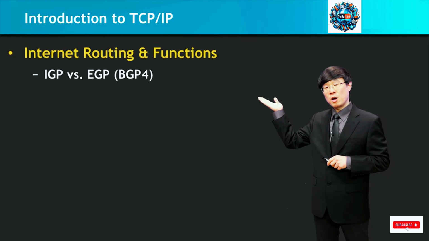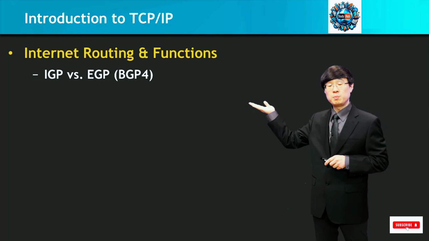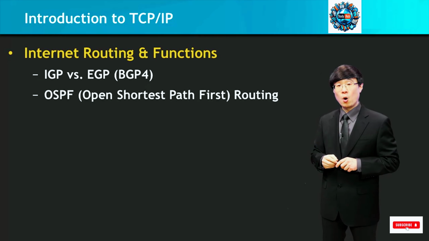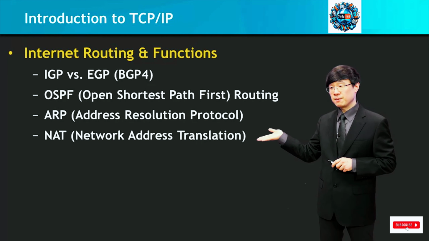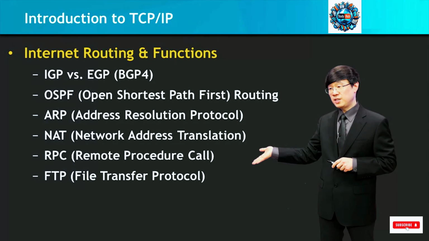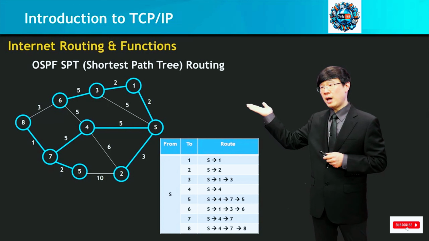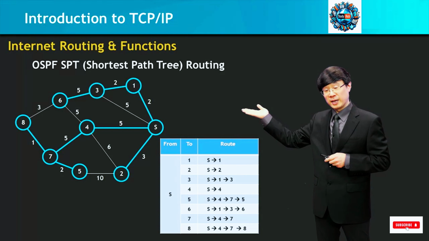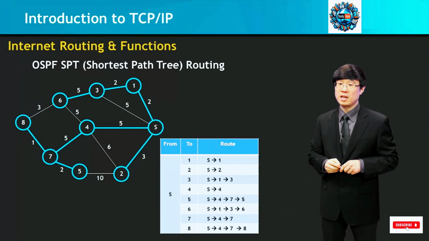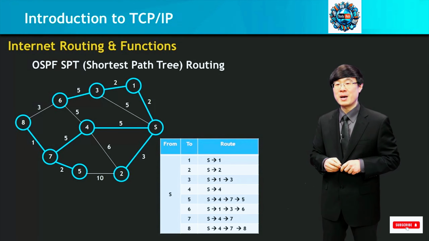Then, in the next chapter about internet routing and functions, we'll study about IGP and EGP, which include BGP4 protocol. We'll study about the OSPF routing technology, then ARP, NAT, RPC, FTP, and email technology. For example, in this chapter, one of the things that we'll study about is the OSPF shortest path tree routing. And this is the routing technology that is used in the internet. So you've been using it your entire life. You might as well know a little bit about how it actually works. And that's what this course is about.